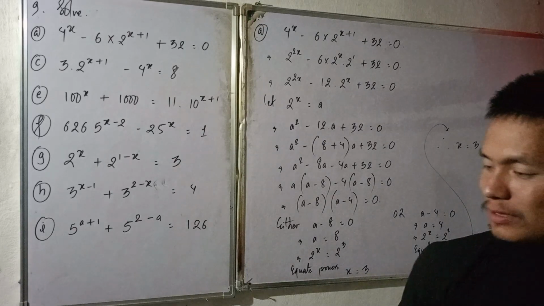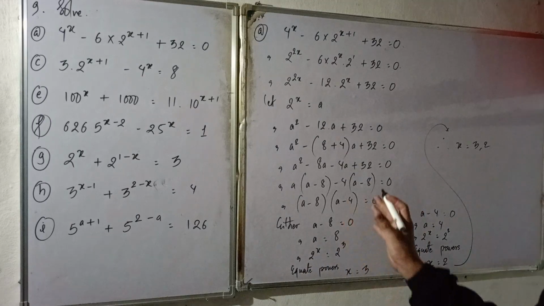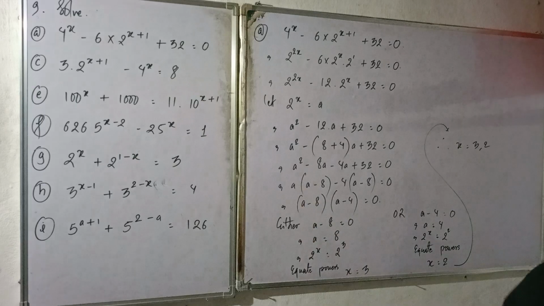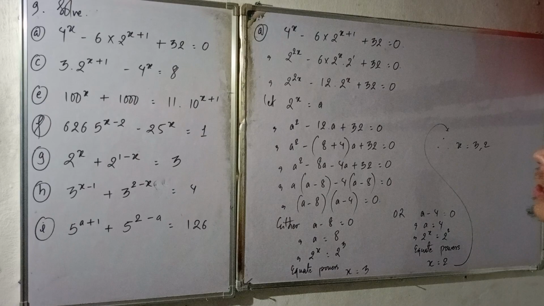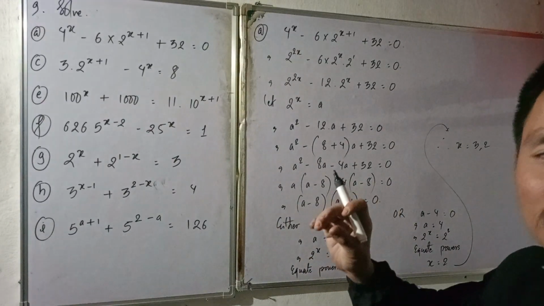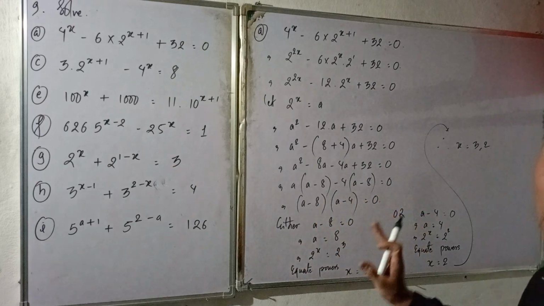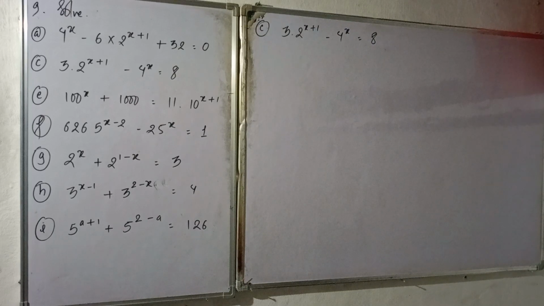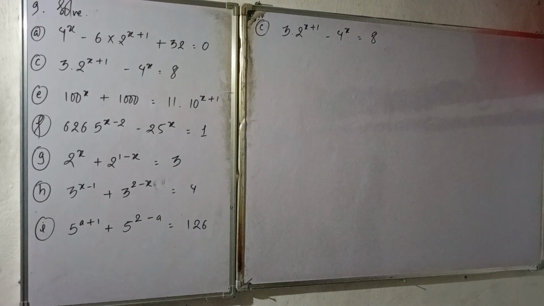This is how it is done. There's nothing more than the question being represented in a different way, but it's the same way as in the previous one, number 8. So just like in 8, here the question is represented slightly differently, but the way of doing it is the same. Without further delay, I would like to start number 9C now.